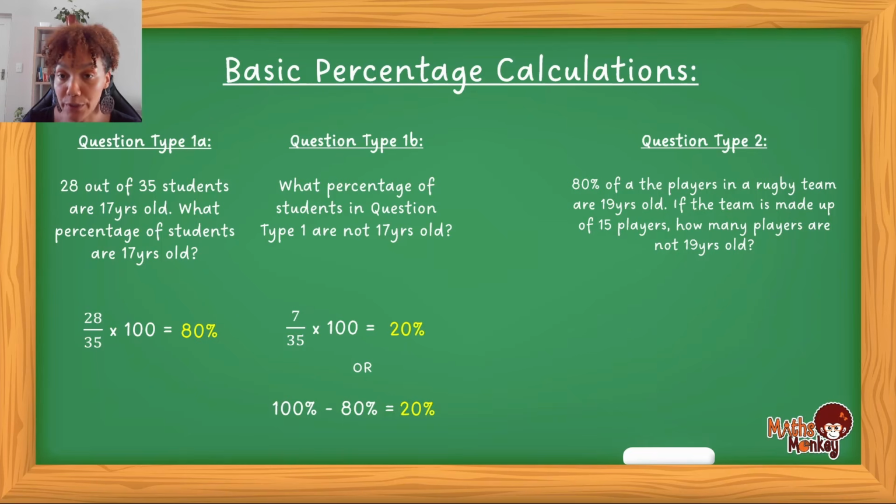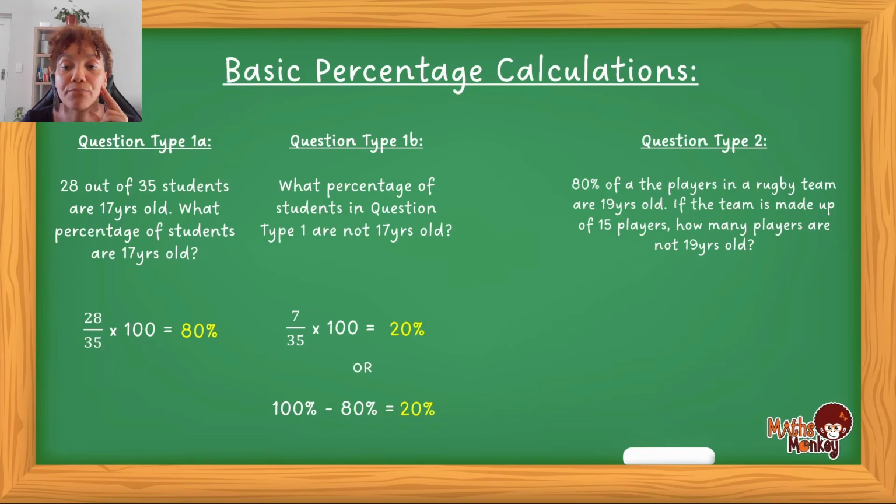Okay, so very similar question, but take note here. 80% are 19 years old. So this is a different question now. 80% of the rugby team are 19 years old, right? So they want to know how many are not? And if there are 15 players, then how many of the 15 players are not 19 years old?